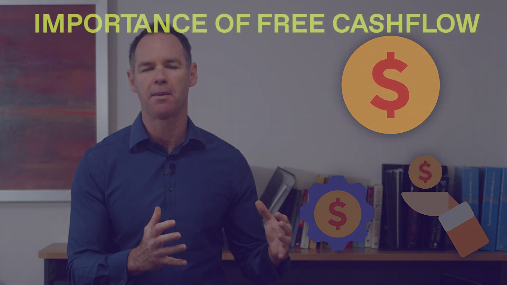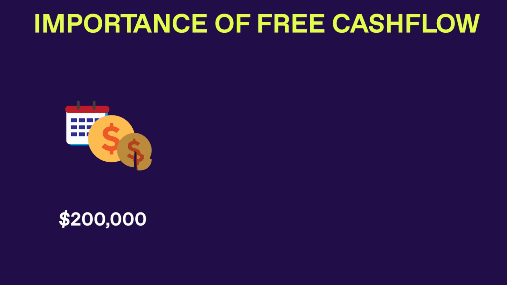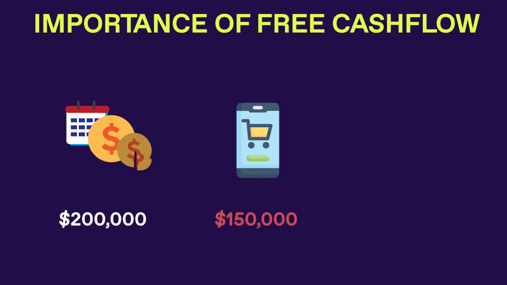It's designed to be a simple way to capture how much money your business creates without the reliance on working capital and also without the reliance on debt. For example, if we've got the $200,000 worth of EBIT, but we have to buy $150,000 worth of stock, that's going to come away from the cash we have available within our business.